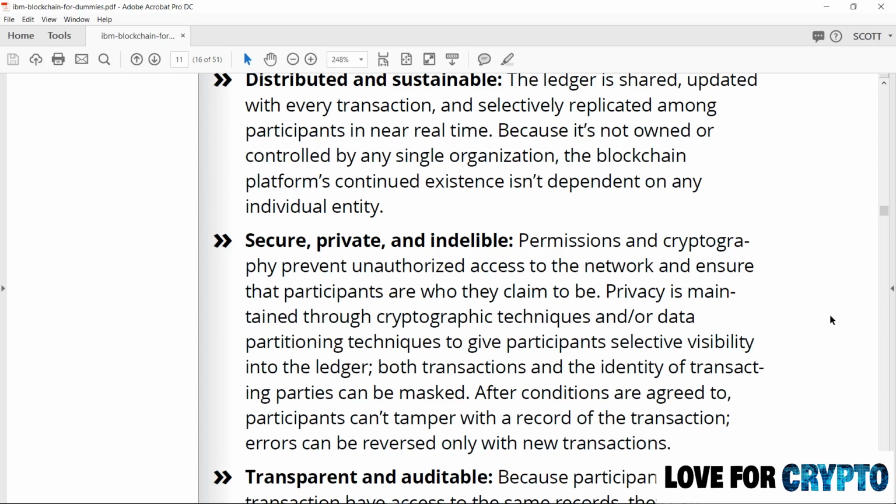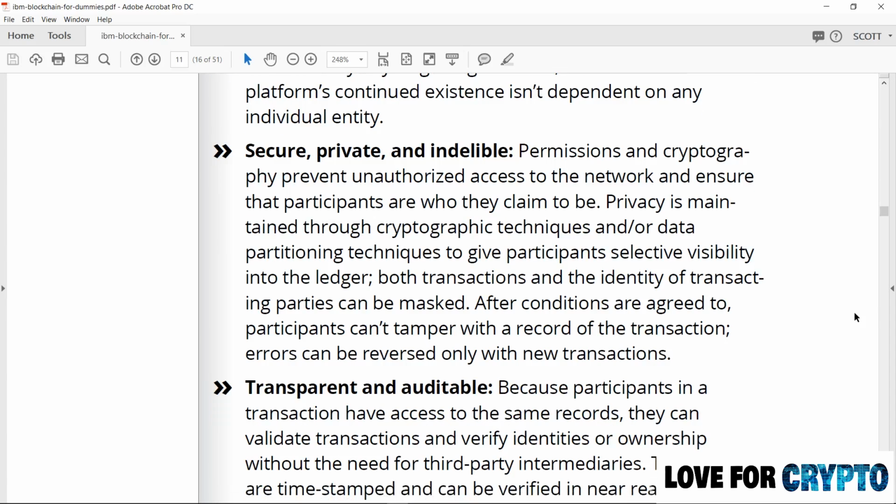Secure, private, and indelible. Permissions and cryptography prevent unauthorized access to the network and ensure that participants are who they claim to be. Privacy is maintained through the cryptographic techniques and/or data partitioning techniques to give participants selective visibility into the ledger. Both transactions and the identity of transacting parties can be masked. After conditions are agreed to, participants can't tamper with a record of the transaction. Errors can be reversed only with a new transaction.